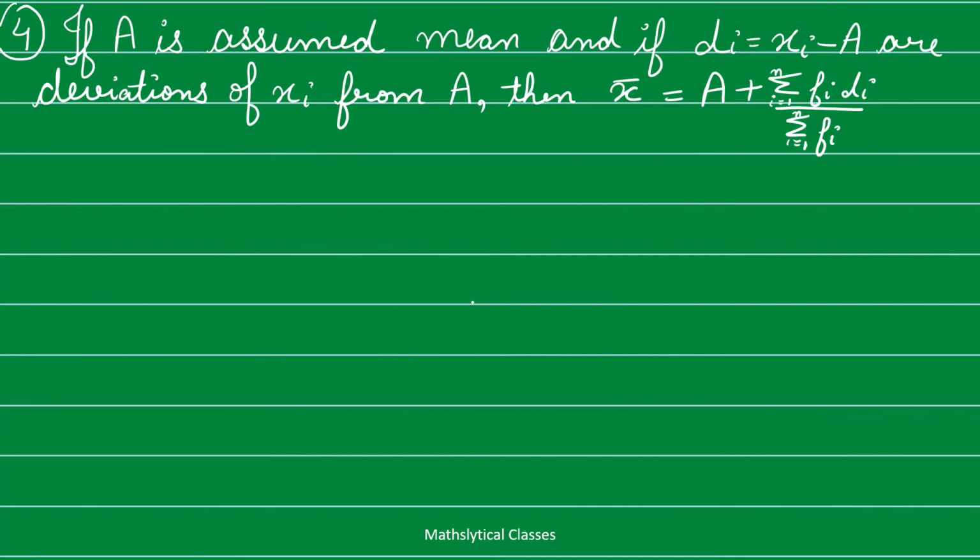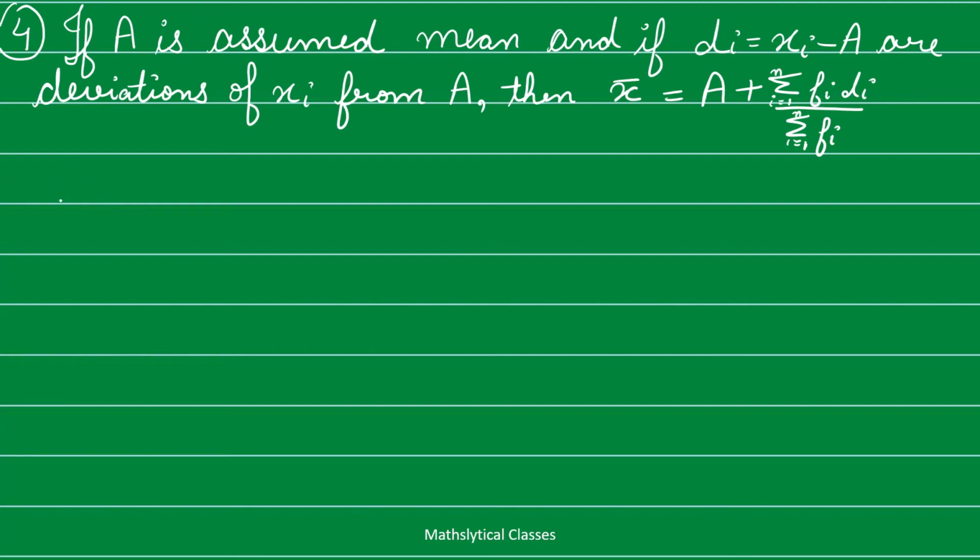Now the fourth property: if a is the assumed mean and if di is equal to xi minus a are the deviations of xi from a, then x bar is equal to a plus summation fi di divided by summation fi. This is the formula for calculating the mean when we take deviations. Okay, so let's prove it.